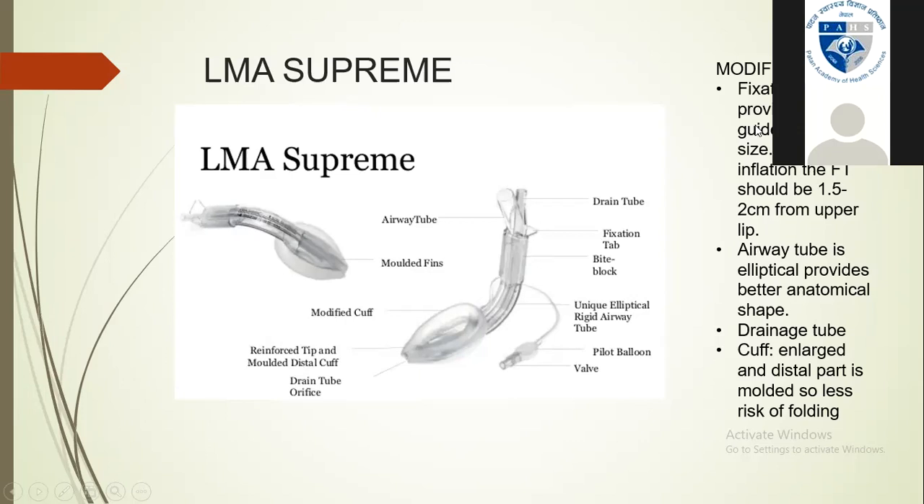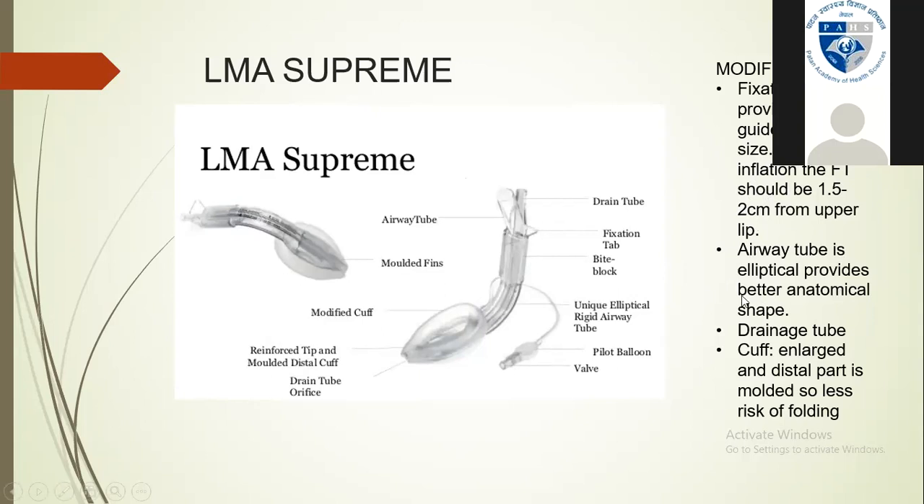So this fixation tab provides a visual guide to the correct size. When we insert it, insertion is also similar to that of classic LMA. And this fixation tab lies just in between the lower and upper incisors, so it will provide a better guide towards the incision. After inflation, the fixation tube should be 1.5 to 2 centimeter from the upper lip.